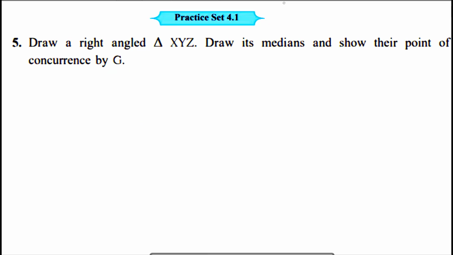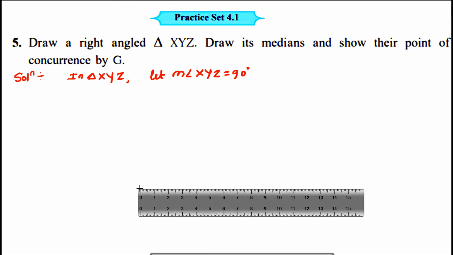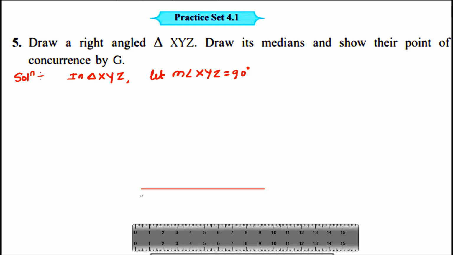Question number 5. Draw a right angle triangle XYZ. Draw its medians and show their point of concurrence by G. The first part of this question is to draw a right angle triangle. We know that a right angle triangle means the measure of one of the angles is 90 degrees. In triangle XYZ, let the measure of angle XYZ be 90 degrees. Take a convenient distance in the ruler and draw segment YZ first. We take segment YZ equal to 9 cm. Name the segment YZ.